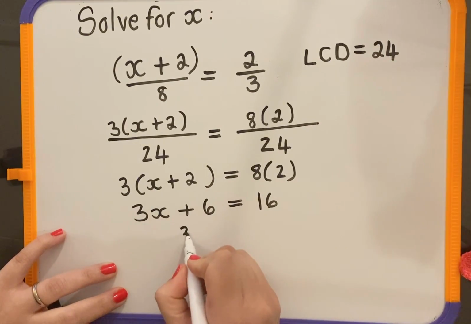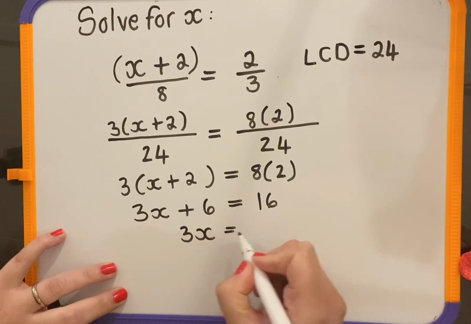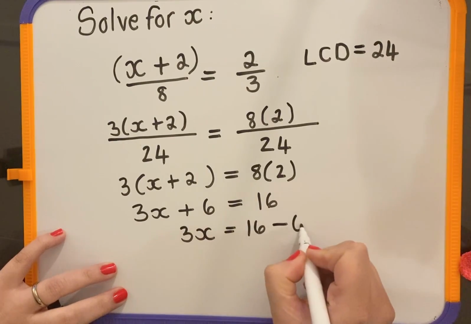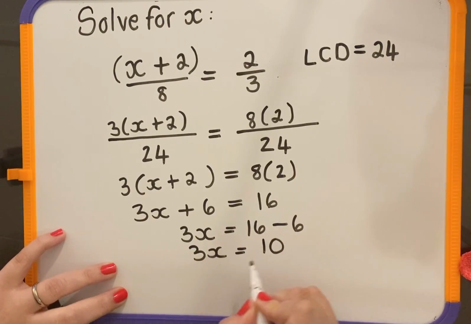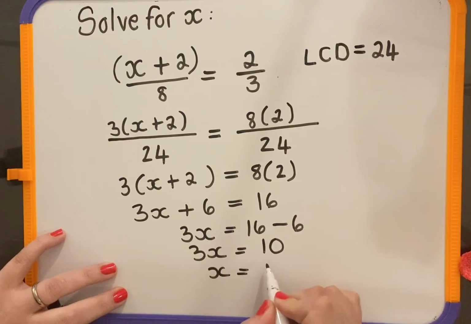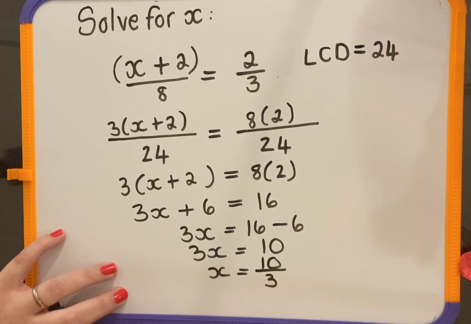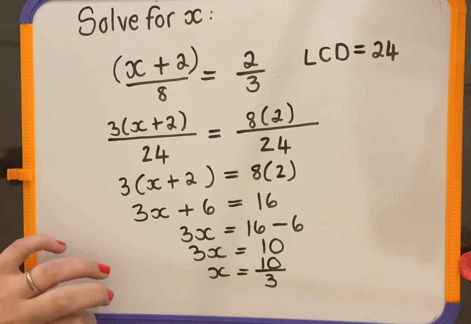I undo plus 6 by minusing 6 on both sides. And to undo times by 3, we're going to divide by 3. And my answer would be 10 over 3. Again, leave your answer as an improper fraction.